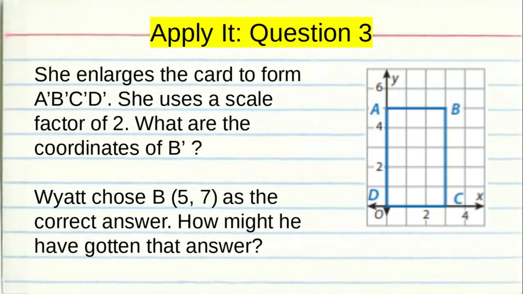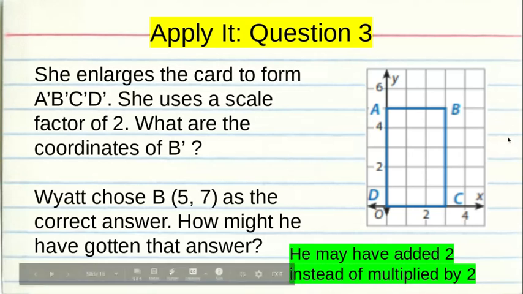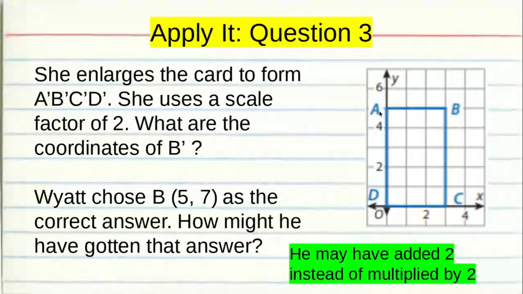Next we see that Wyatt chose B at 5, 7 as the correct answer. So we're wondering, how did he get this answer? It's possible that he may have added 2 instead of multiplied by 2. So he may have thought that 3 plus 2 is 5, and 5 plus 2 is 7. So that's how he got his answer. So he added when he should have multiplied.